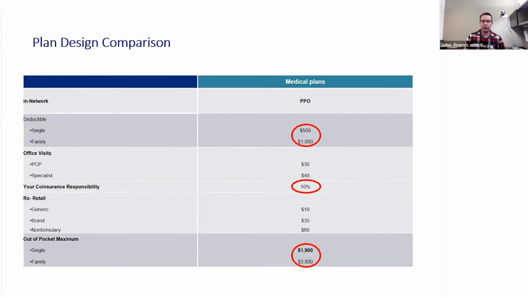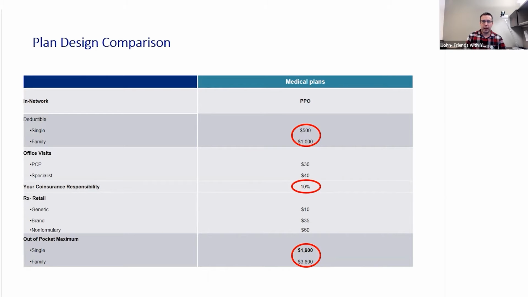Go to the middle of the page, we take a look, and it says your coinsurance responsibility. It's listed in red at 10%. So what does that mean? The 10% means once you've satisfied that deductible, whether it's $500 or $1,000, you're responsible for the next 10% of medical costs that come in that are related to you or your family.